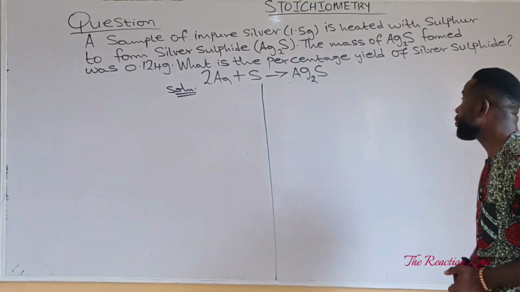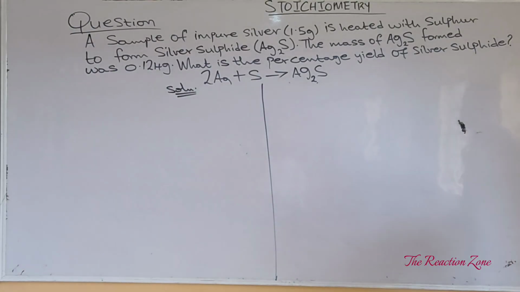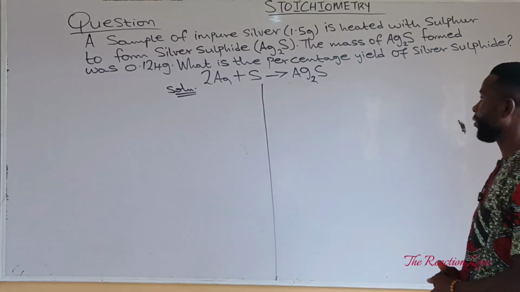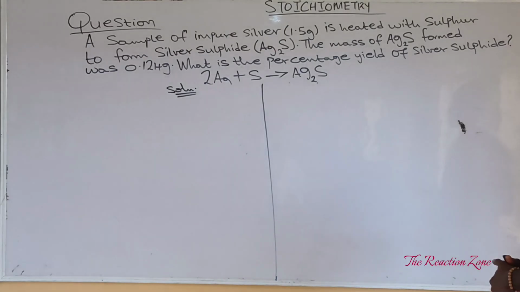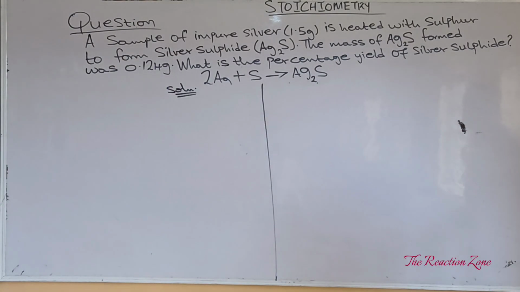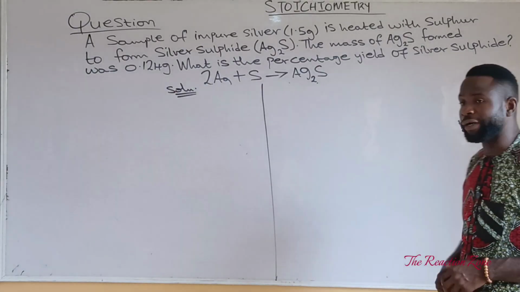In today's lesson, I'm going to look at how to solve a problem with the mole. It's a stoichiometric problem, and the question is as follows. A sample of impure silver, 1.5 grams, is heated with sulfur to form silver sulfide, Ag2S. The mass of silver sulfide formed was 0.124 grams. What is the percentage yield of silver sulfide?